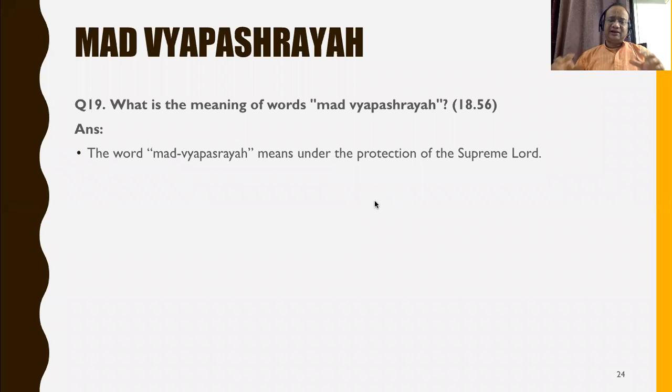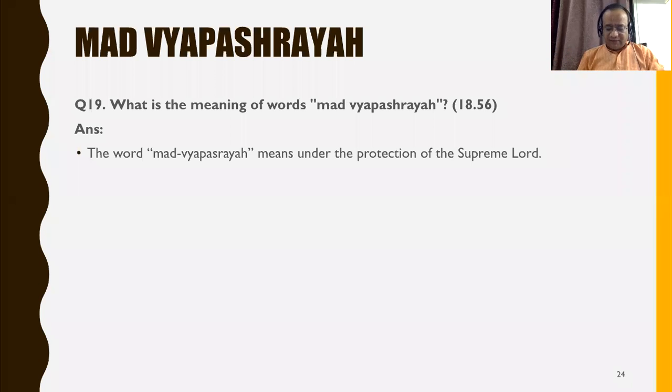And I was explaining that, though engaged in all kinds of activities, sarva karmanyapi sada kurvano mad vyapashraya. So you do all kinds of activities. You do shudra activities, vaishya activity, kshatriya activity, brahmana activity, but do it under my protection, under my guidance, following my instruction.